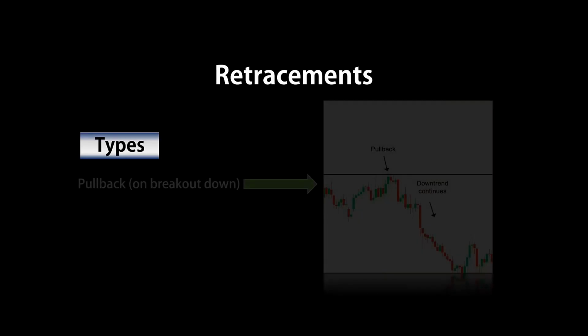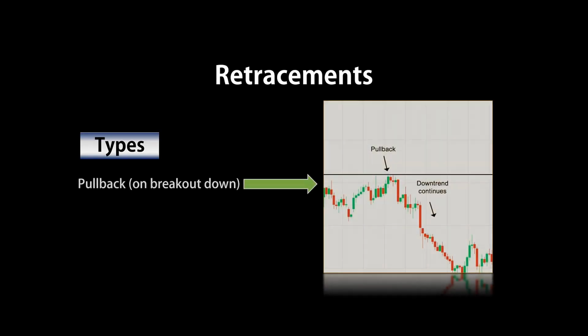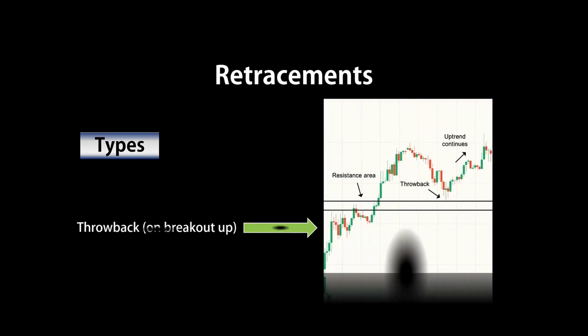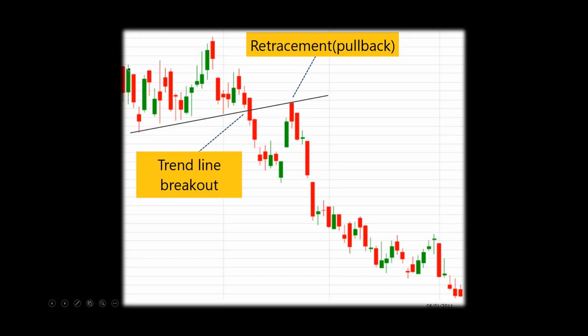What are retracements? It's a counter trend correction. Types: pullback, on breakout down. Throwback, on breakout up. This picture is another example of a pullback.